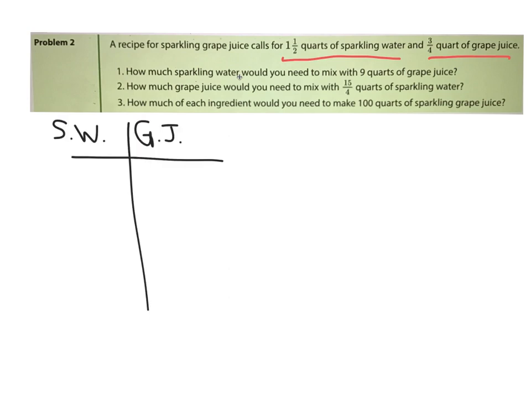So a recipe for sparkling grape juice calls for 1.5 quarts of sparkling water, and 3/4 quarts of grape juice. So we're going to set up our table. We got sparkling water and grape juice. Now we could have set our table up the other way with grape juice on the left side and sparkling water on the right. But at the end of the day, you can go forward and backward in a table, so it doesn't really matter. I could have said the same thing on the first problem, but it just made it easier to explain it that way. But it could have worked if we did the other table presented in problem 1 as well.